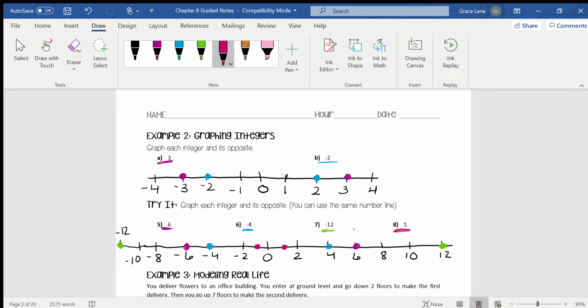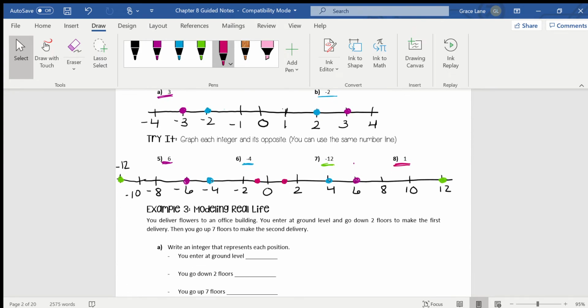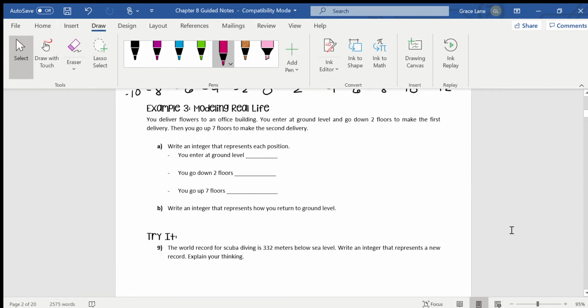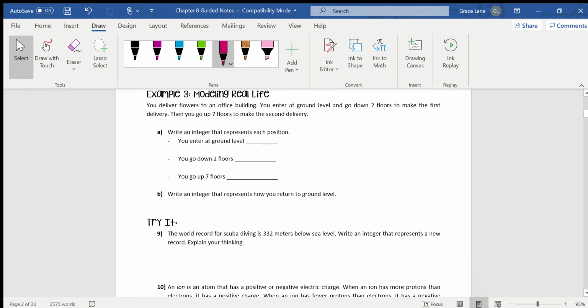And then the last thing we're going to do is think about when you might see some negative numbers in real life. And so we don't always talk explicitly about negative numbers when we mean numbers that are less than 0. If you look at this first one, it says you deliver flowers to an office building. You enter at ground level and go down 2 floors to make the first delivery. Then you go up 7 floors to make the second delivery. I might draw a picture to help me figure this out, but letter A says write an integer that represents each position. So you enter at ground level.